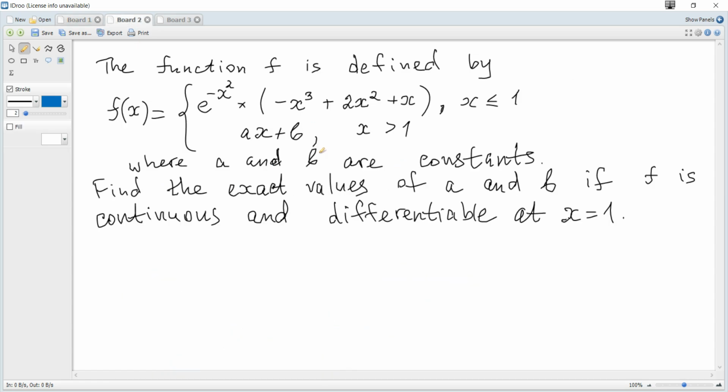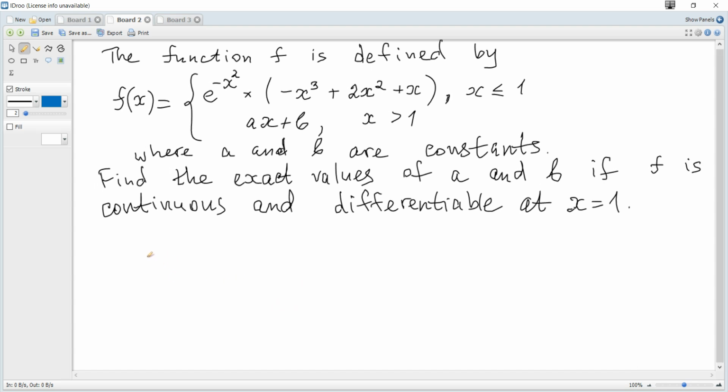The next, the function f is defined by, where a and b are constants. Find the exact values of a and b if f is continuous and differentiable. So it is already given that f is continuous. It means that the limit of f of x when x tends to 1 from the left is equal to the limit when x tends to 1 from the right. It's because the function is continuous.